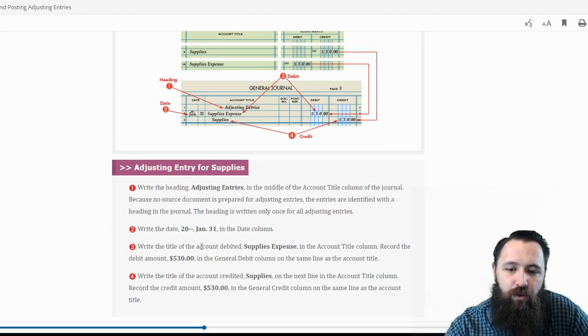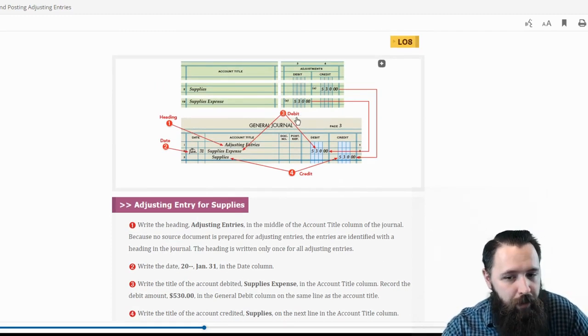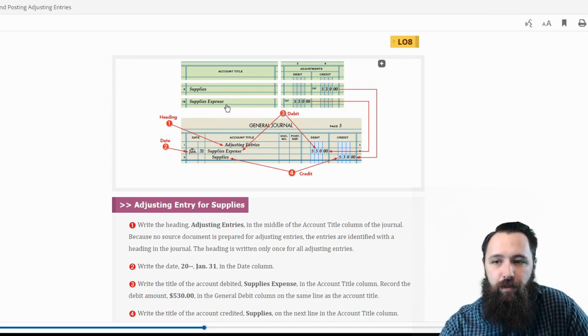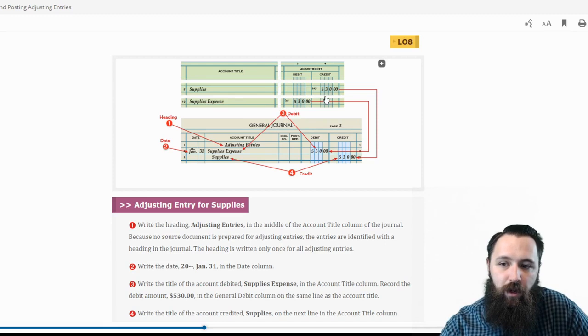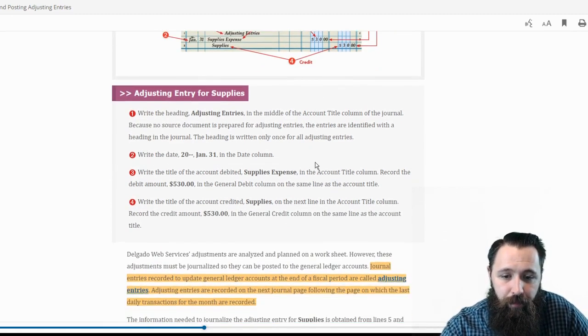For step 3, it says write the title of the account that's debited. If I look here, supplies expense was debited, so I'm going to record that first, and I'm going to record the $530. After that, record the account that was credited. That's going to be supplies, and the adjustment was a credit of $530. There we go. We write in that credit amount.